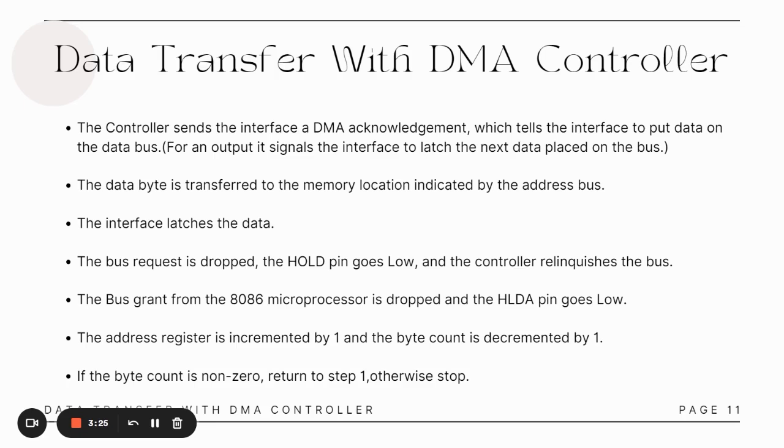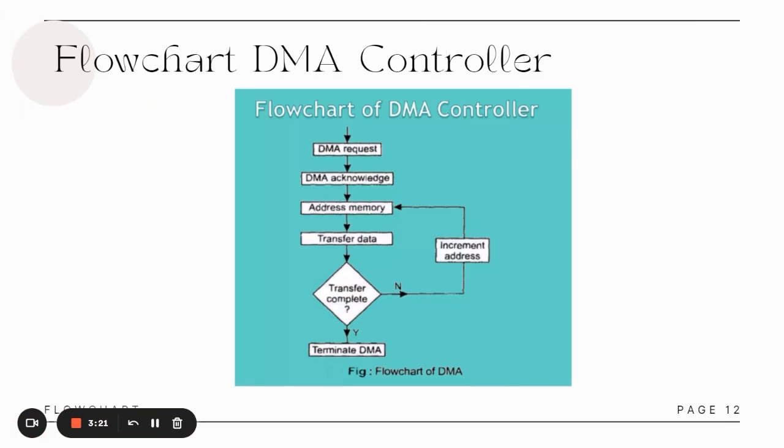Now we will see the sequence in a flowchart representation. So the flowchart is as follows. The DMA request is done, then DMA acknowledgement is done, then it goes to the address memory. Address memory, it transfers data. When the transfer is complete, it increments the address by 1 or decrements the address by 1. And at the last, when the process is complete, we terminate the DMA.